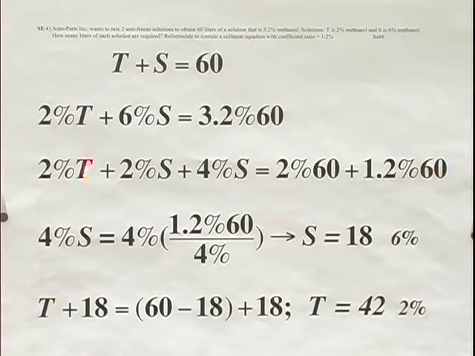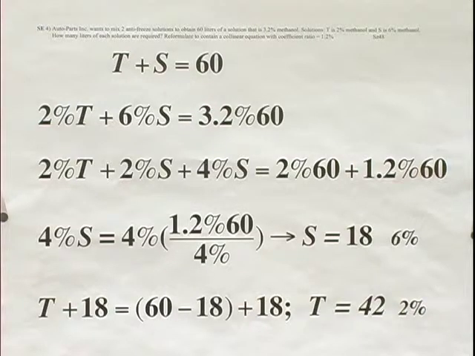I'm going to write 2% T, that term's okay. I'm going to write this as 2% S plus 4% S, that's 6%. In other words, I'm going to subtract 2 from this, and I get 4%, and then add a 2. Here it is. I'm going to write this as 2% times 60 plus 1.2% times 60. In other words, I broke this term up into 2% of it and then 1.2% equals 3.2%.